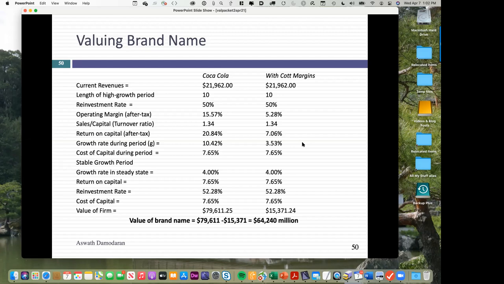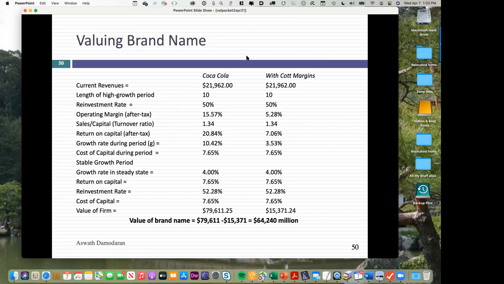So here's what I did. Let's assume that tomorrow we woke up collectively with amnesia. The only thing we don't remember is the word Coca-Cola and the red can that goes with it. I said, what would happen? You become a generic soda company. If you become a generic soda company, you're no longer going to earn 15.57% margins. You want to earn margins like a generic company. So I took Coca-Cola and I revalued them with COTT margins. So this isn't Coca-Cola versus COTT. It's Coca-Cola valued as is and Coca-Cola valued with COTT's margins.